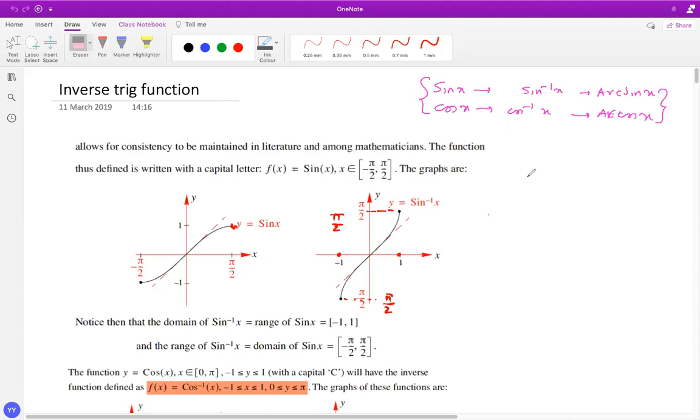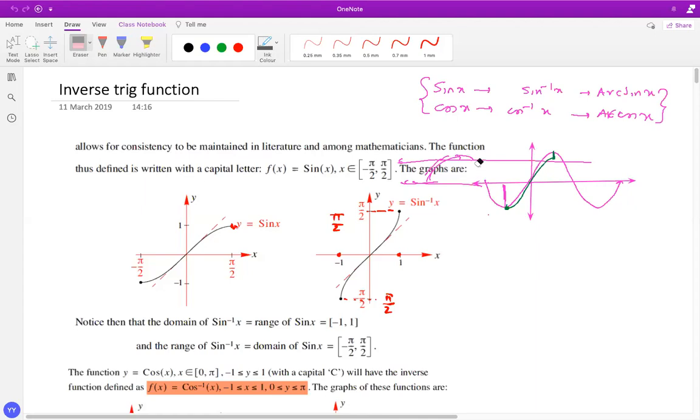Now, what we assume is that you understand the basic sin x graph. The basic sin x graph starts from the origin, here, and it goes like this. And this side it is with the negative cycle, which is here. Since the graph doesn't pass the horizontal line test, we have to restrict the domain. For finding the inverse, we restrict the sin x domain from negative pi/2 to pi/2. So this is the part that we restrict.